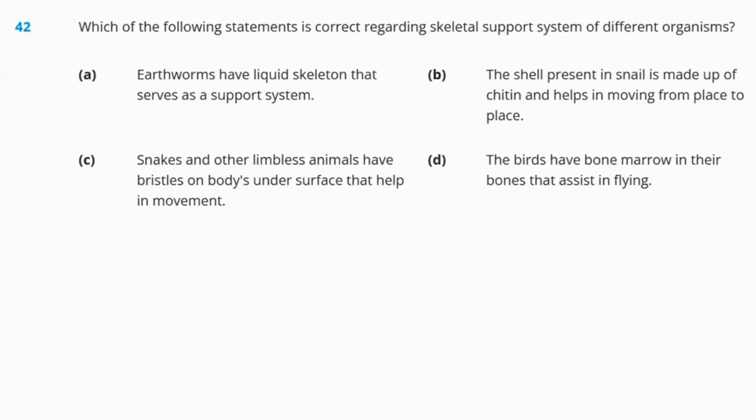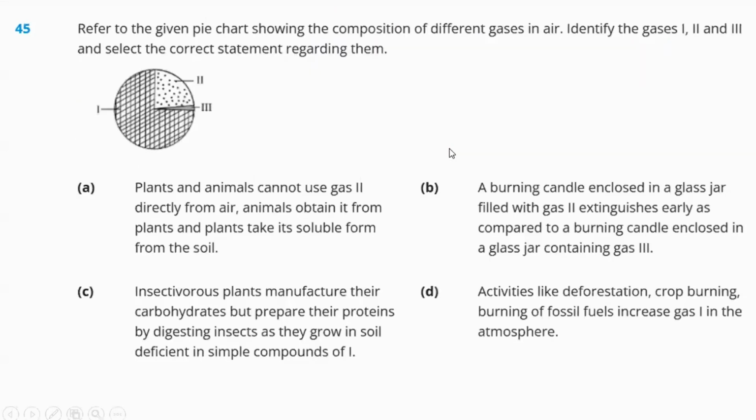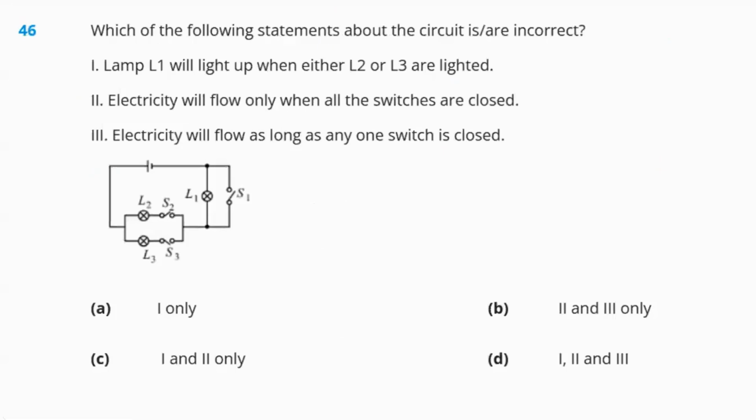Question number 42. Which of the following statements is correct regarding skeleton support system of different organisms? Earthworms have liquid skeleton system that serves as support system. Yes. The shell present in snail is made up of chitin. No. Help in moving from one place to another. No. Snakes and other limbless animals have bristles on their bodies under surface that helps in movement. No. The birds have bone marrow. No. Question number 43.